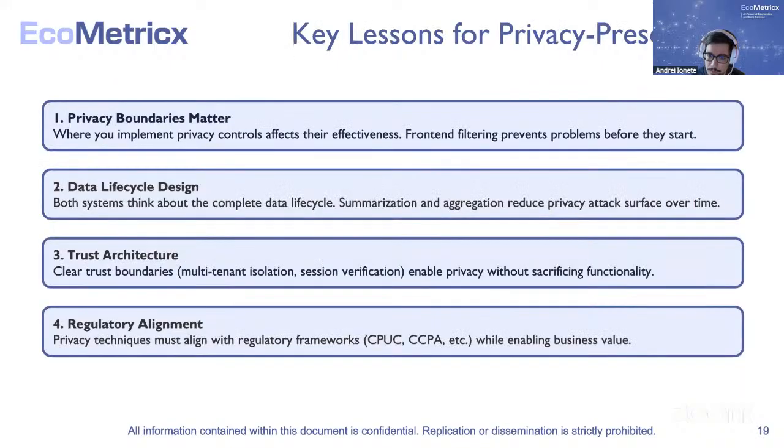So now my last slide will be about what we've learned from trying to actually implement all this. The first thing we learned was that privacy boundaries matter, and they matter a lot, because the earlier we implement privacy controls in our data flow, the more effective they are. In our case, the front-end filtering prevents problems that back-end solutions can only mitigate or bypass.